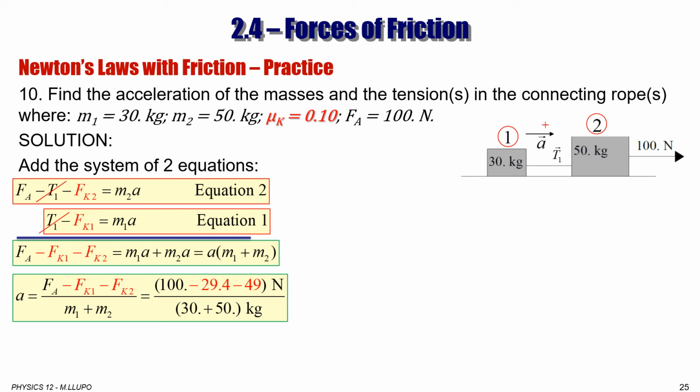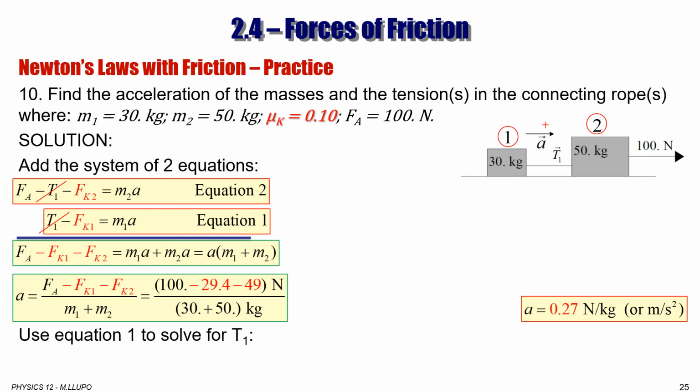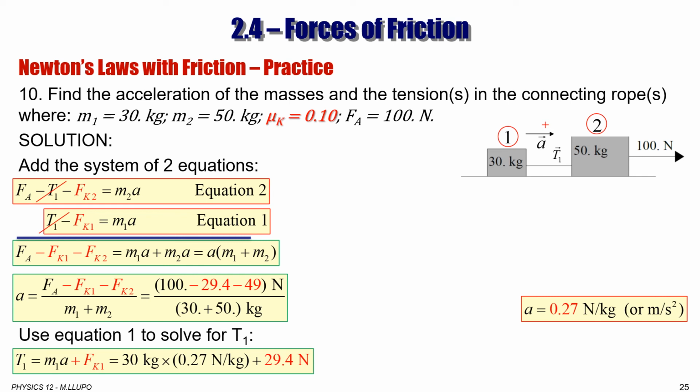And we have now acceleration 0.27 Newton per kilogram. Now, next step would be to calculate tension. You can use either of those two equations, but equation number 1 is shorter, easier. Then we can use that T1 is equal to m1a plus Fk1, equals 30 kilogram is m1 times 0.27 is a, plus 29.4 Newton. That will give you 37.5 Newton. That is the tension.